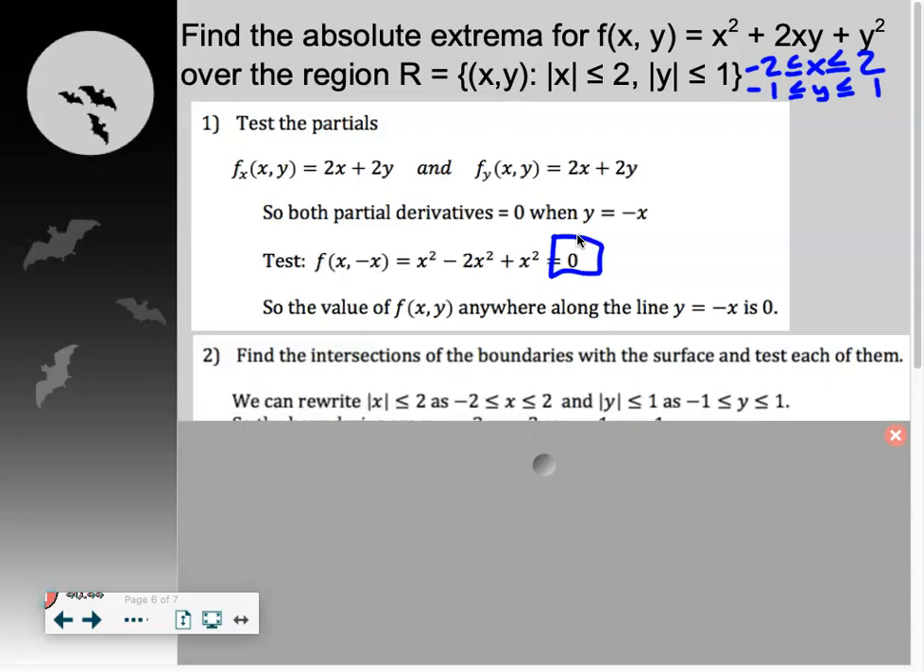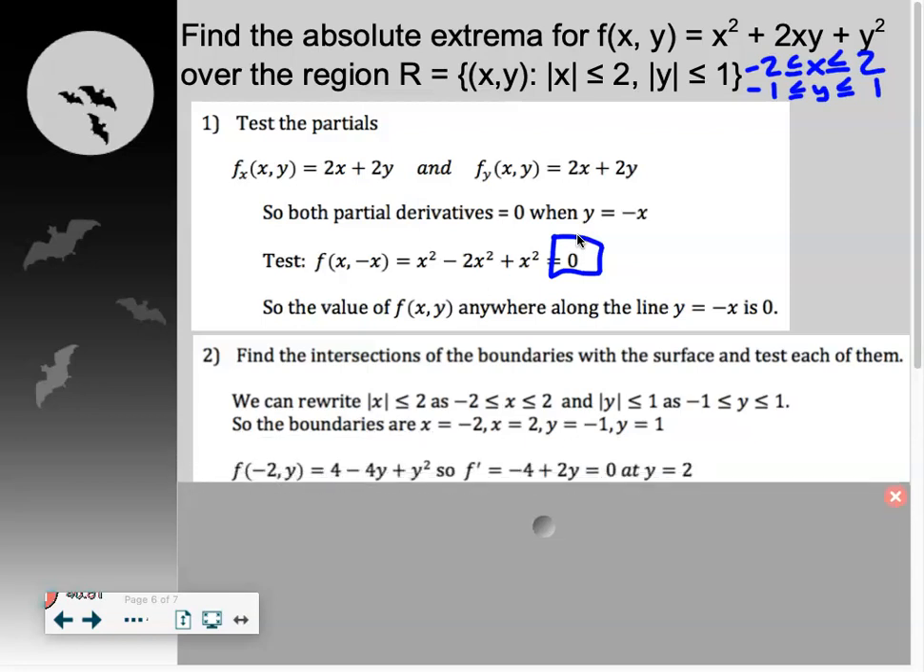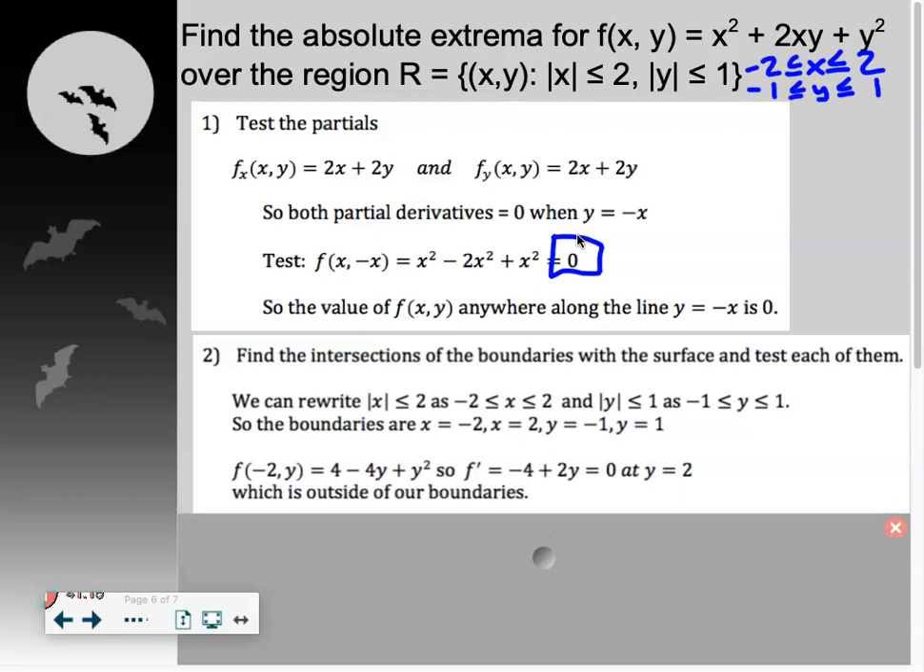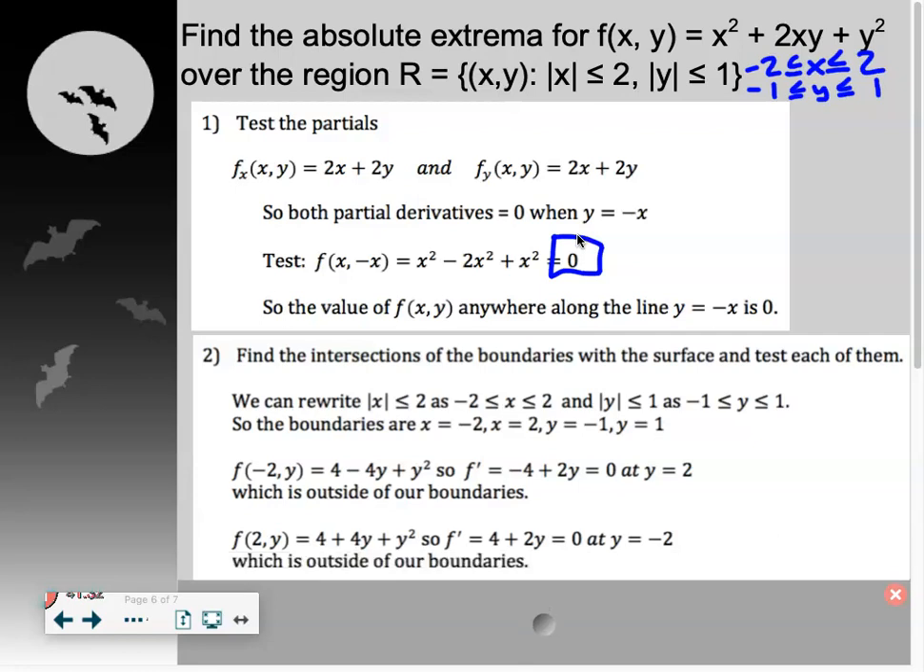So I probably started with x = -2. When x is -2, I find f(-2,y), so I just replace my x's with -2's, and I find the critical points of that function. You find your derivative, set it equal to 0, solve, and you get y = 2. Then you plug in the point (-2,2) to see what your z value is. Except (-2,2) is outside of our boundary, so I didn't test it. Then I should test x = 2. At x = 2, I get y = -2, also outside of our boundaries. Don't have to test it.